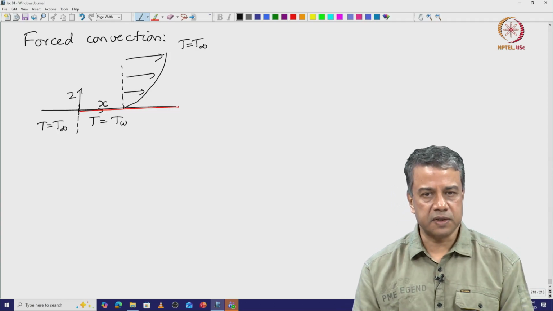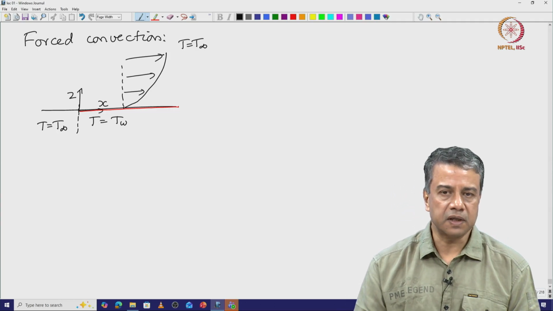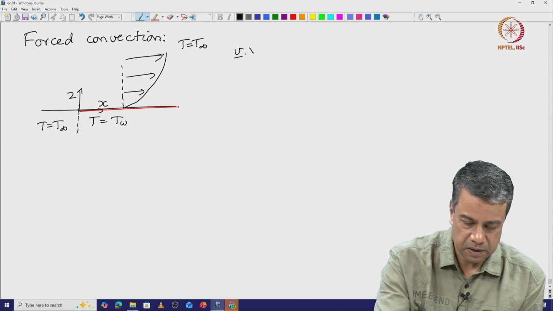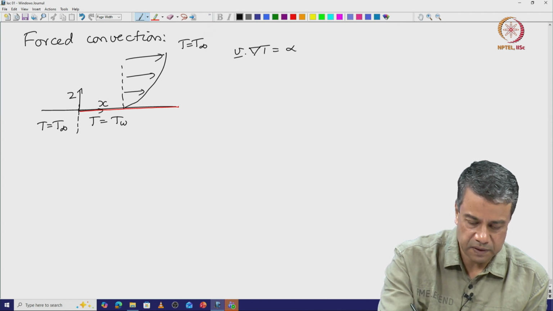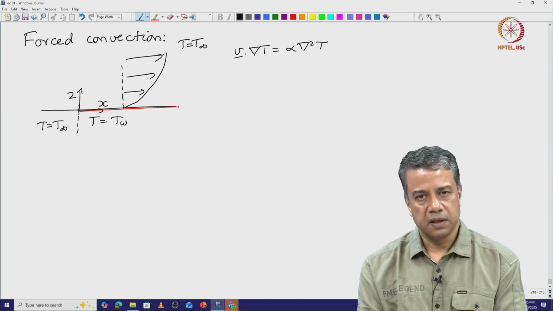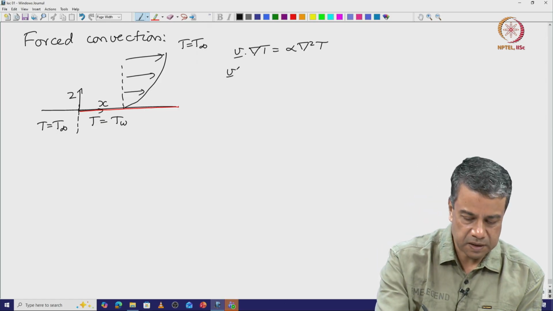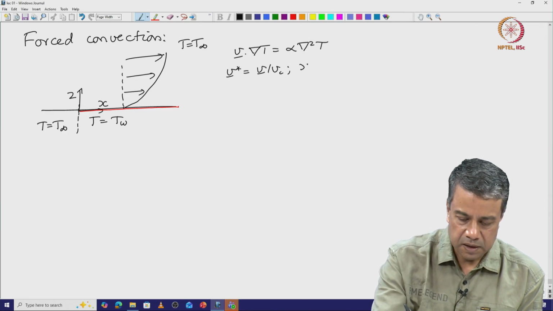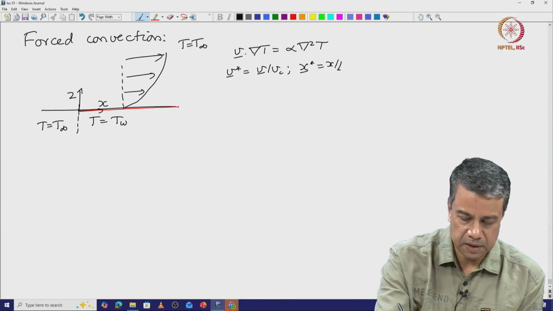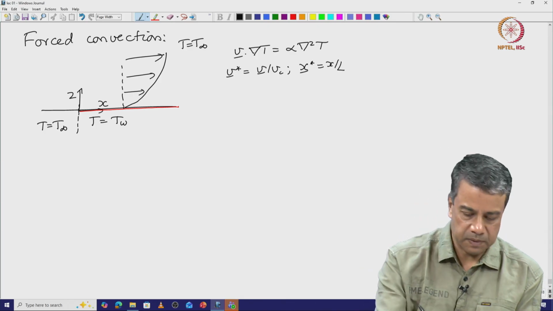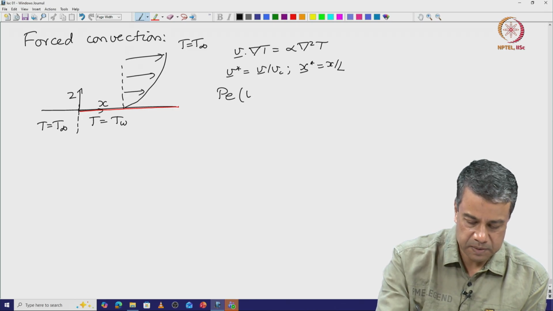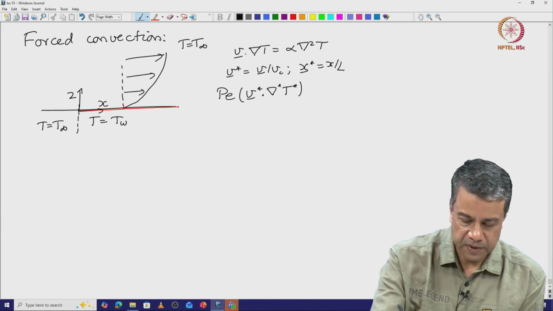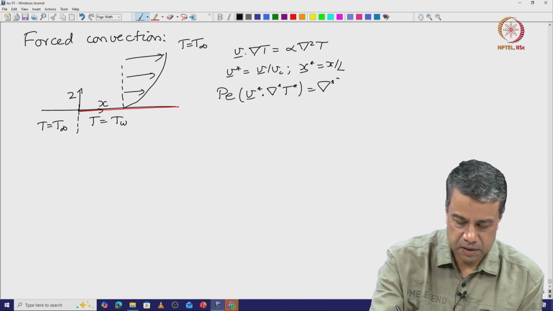And we have to determine the temperature field in the fluid in the limit where convection is dominant. So, recall that our equation was V dot grad T at steady state is alpha del square T. We had scaled V star as V by a characteristic velocity, x star as x by L, and using the scaled variables we got the Peclet number times V star dot grad star T star is equal to del star square T star.